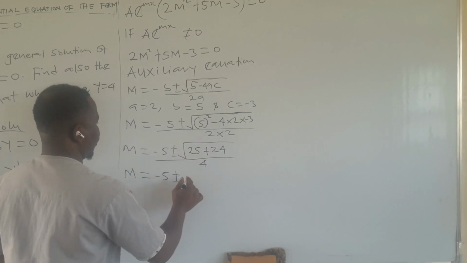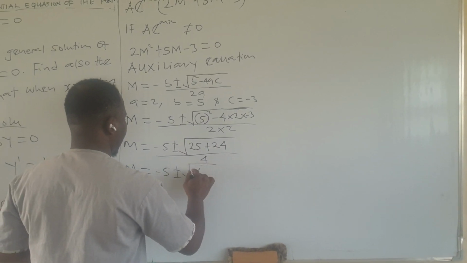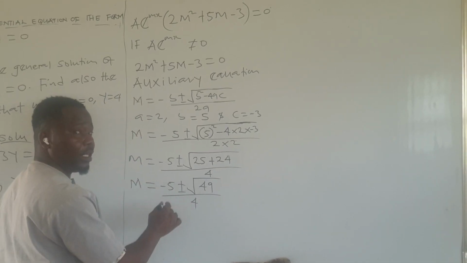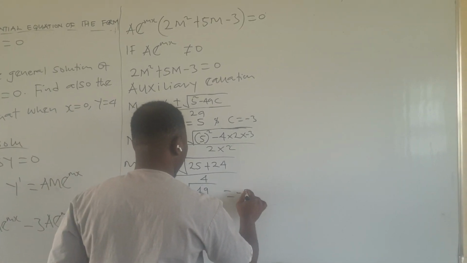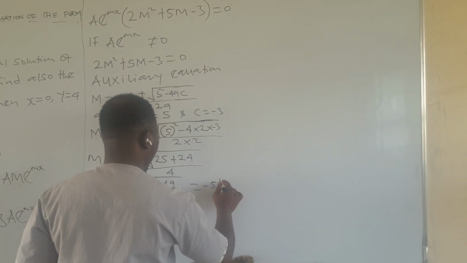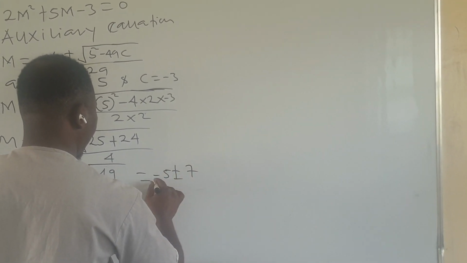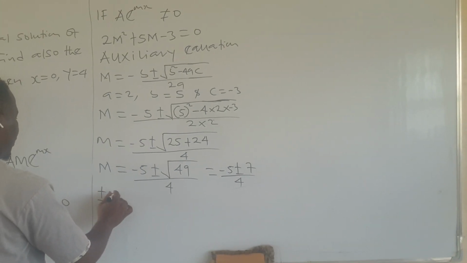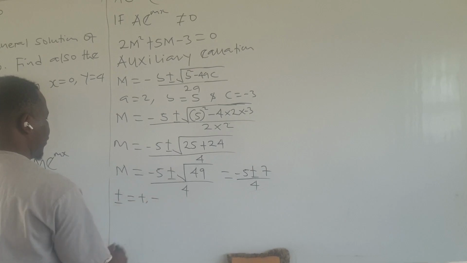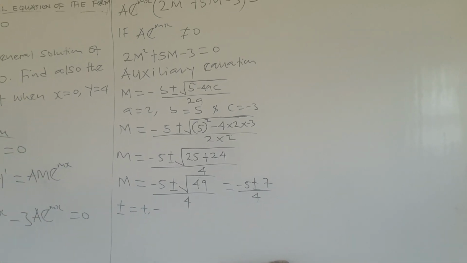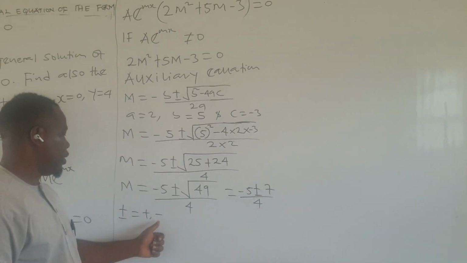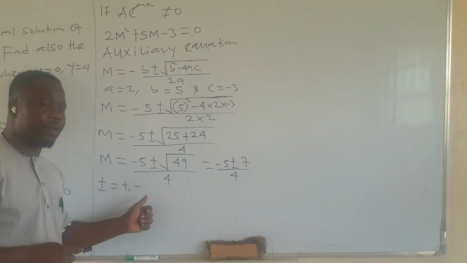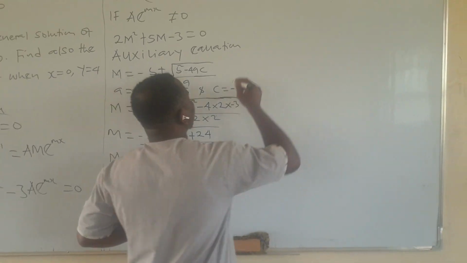25 plus 24 will give us 49 all over 4. Yes, now the square root of 49 will give us 7, so minus 5 plus or minus 7 all over 4. But you know that plus or minus is the same thing as plus, minus. Either you use plus first to obtain the value, then you use minus to obtain the value. Is that clear?